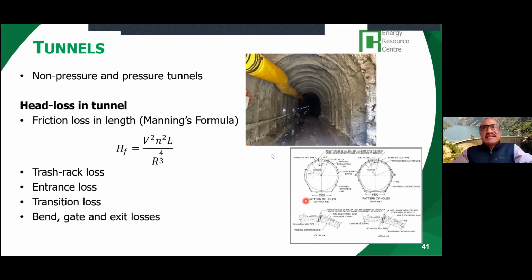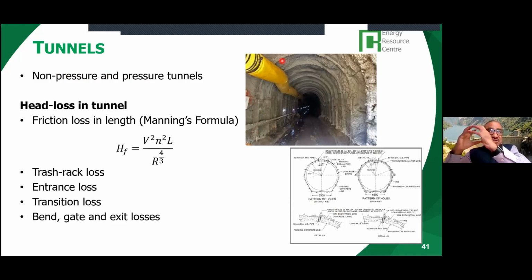Okay? So tunnels are basically underground openings, and you drill using different methods, blast and drill. Nowadays, you have tunnel boring machines, but these are a little bit expensive. Different construction methodologies are available for tunnels. Now, tunnels can be pressure tunnels and non-pressure tunnels. By pressure tunnels, what it means is it's like a pipe flow.